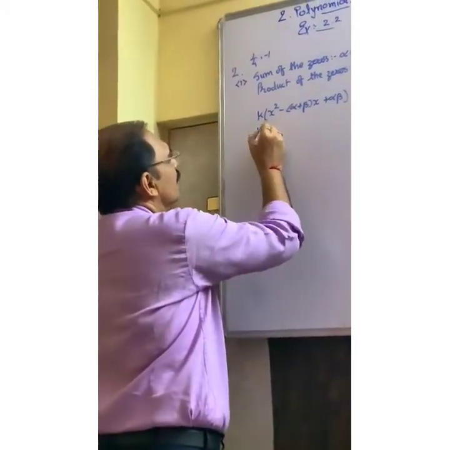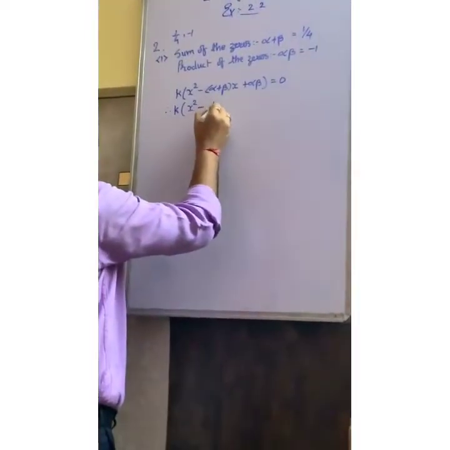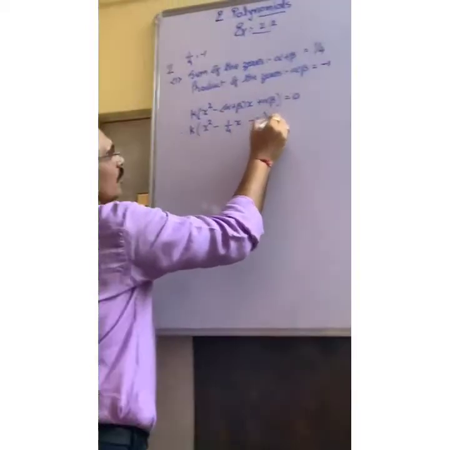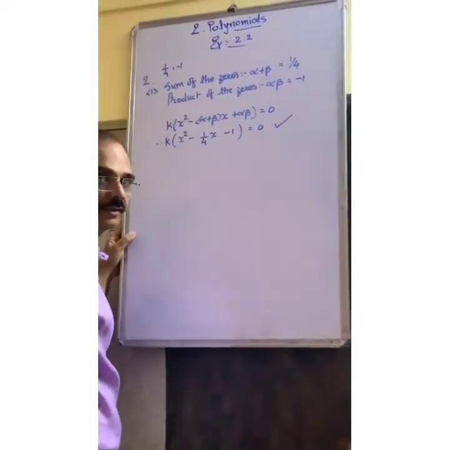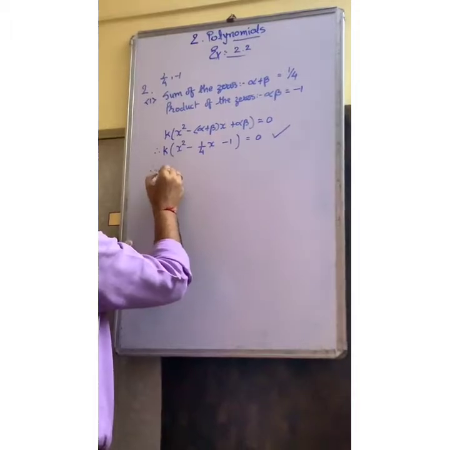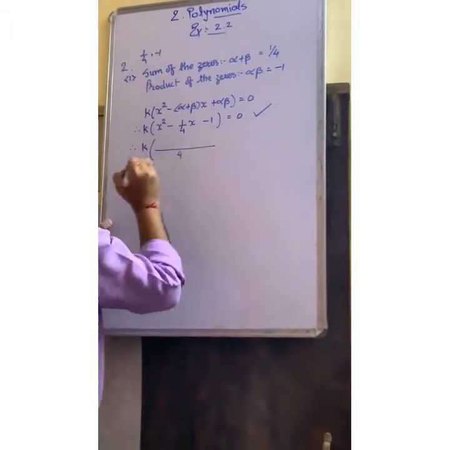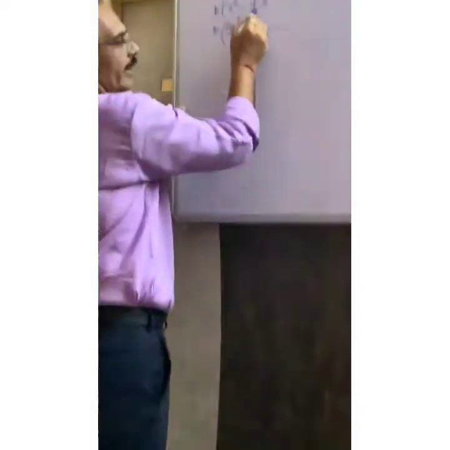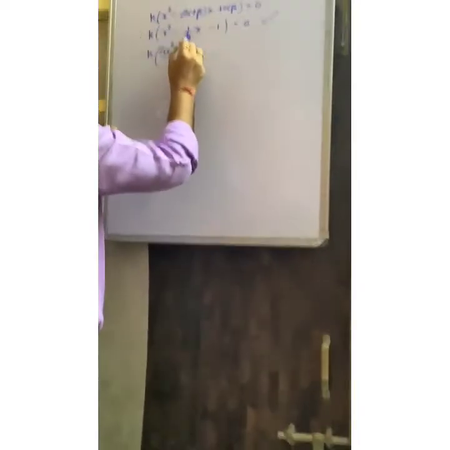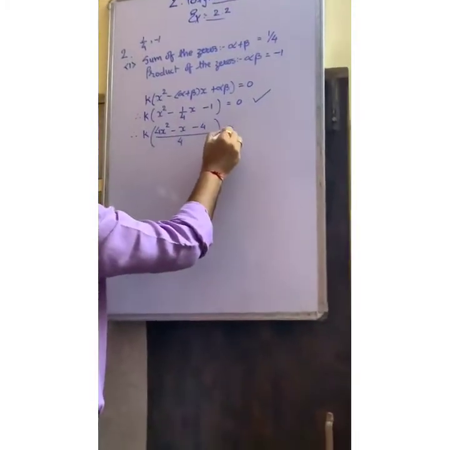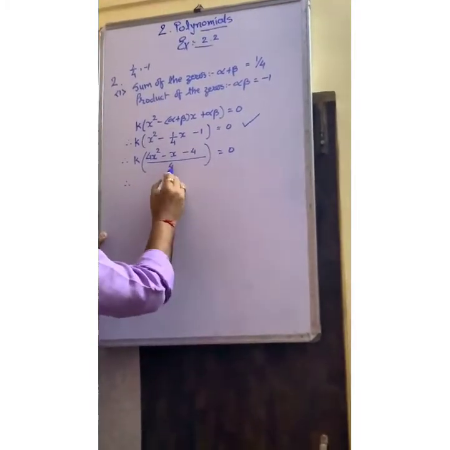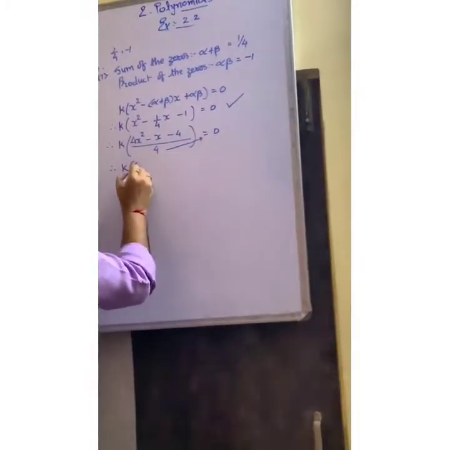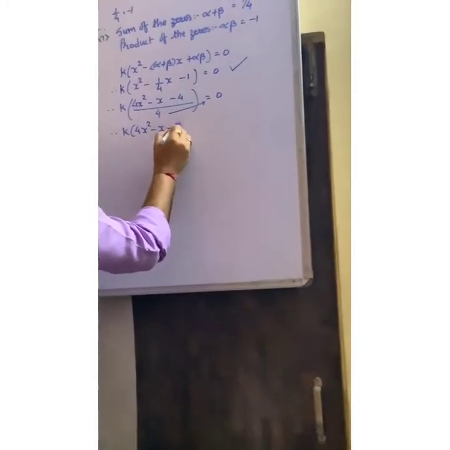So x square, alpha plus beta is 1 upon 4, so minus 1 upon 4x. Alpha beta is minus 1, so minus 1 equal to 0. This is also the answer. If you want to simplify it, take LCM 4. Multiplied 4 here, 4x square. 4 already there, no need to multiply 1x. Multiplied 4 here, minus 4 equal to 0. Now 4 is in division, take this side. 0 into anything will be 0. So this is your final answer.